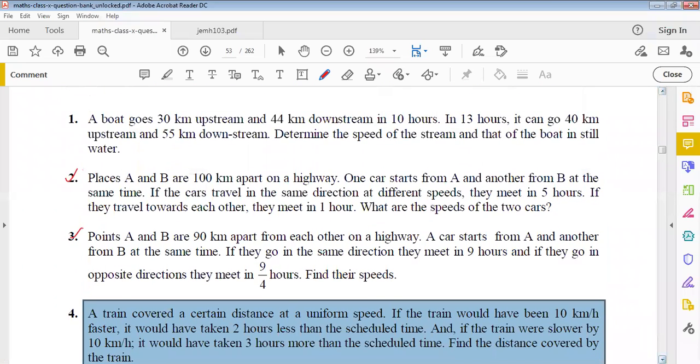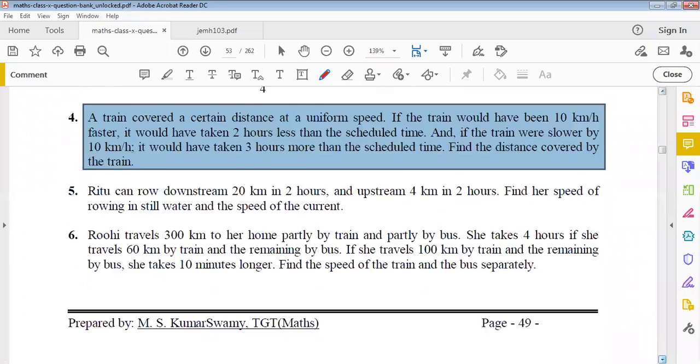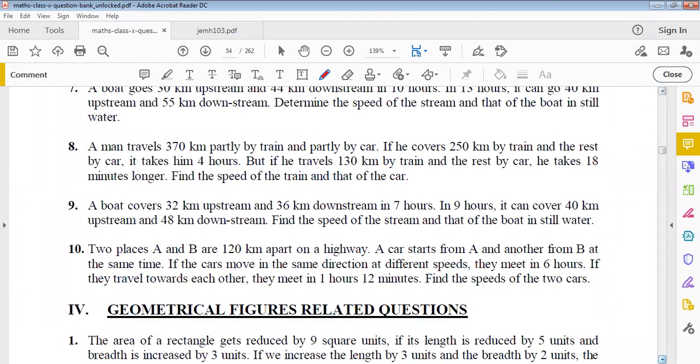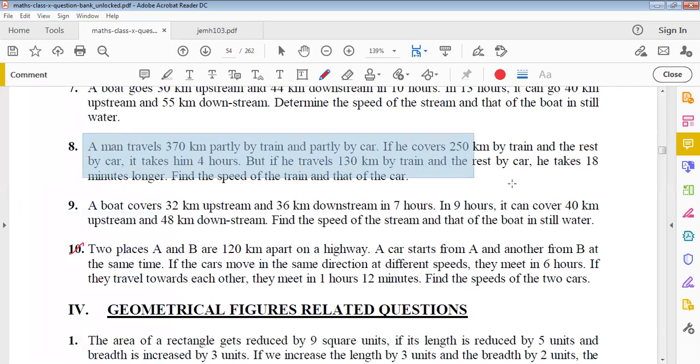Upstream and downstream questions we will do later. This one, we have already done this model, two places A and B. Now we will take this question, partly by train, partly by another transport. This question was asked in the board exam, I think two years back.